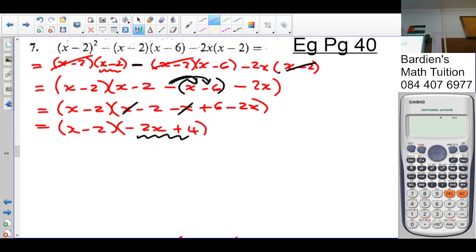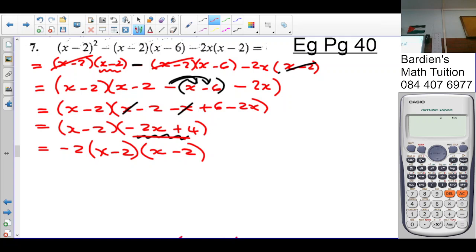Alright, so you take out negative 2 as a common factor, what are we left with? Negative 2 into x minus 2. Now I'm taking out the negative 2 as a common factor, what am I left with? X minus 2. Can I do something else after this?